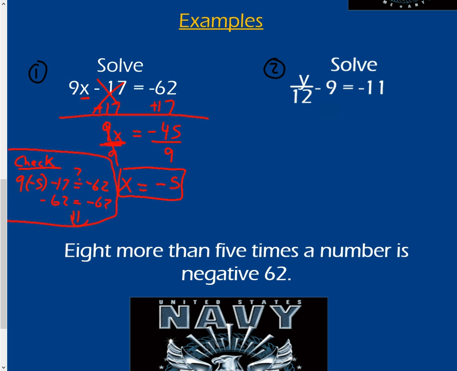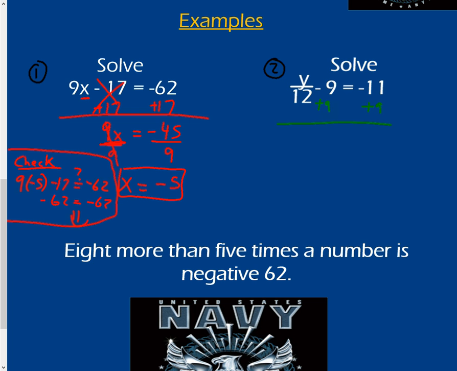Number 2, we have some division and some subtraction. So we're going to start by the left side. That's where our variable is. Let's first get rid of anything that's not attached to the variable. So our -9 is not attached. We're going to add 9. That would be the inverse. What you do to one side, you must do to the other.